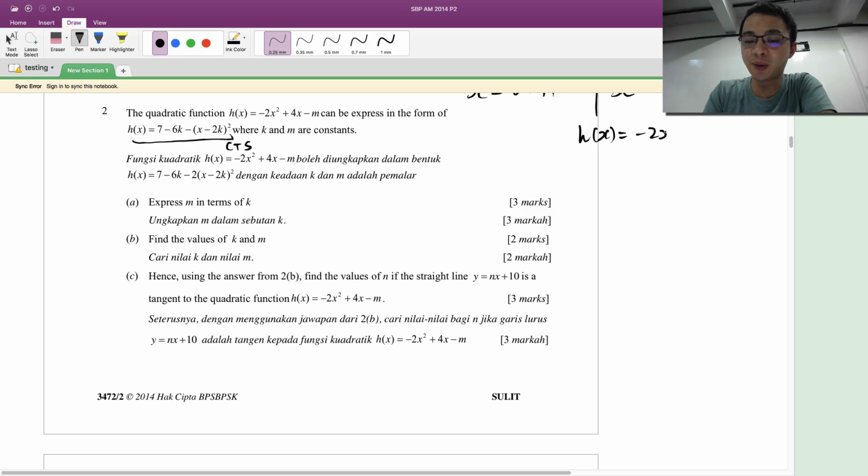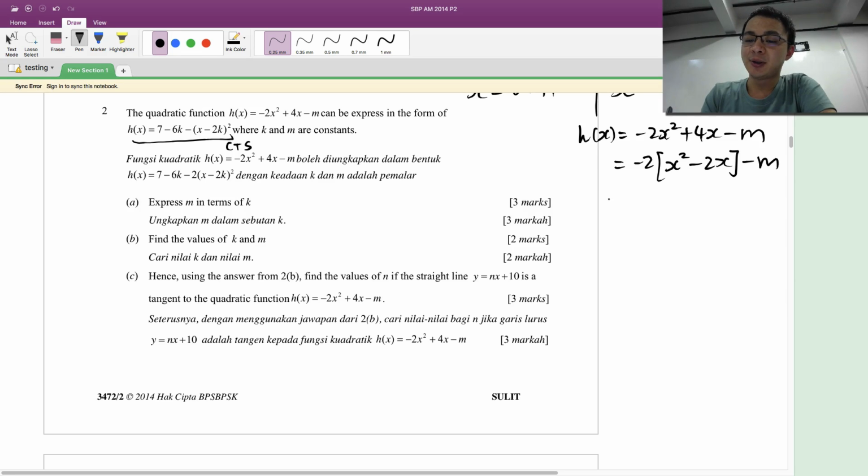h(x) equals negative 2x squared plus 4x minus m. If you want to do completing the square, you always have to make sure the x squared coefficient is positive 1. That means you cannot have a negative 2 here. So you will need to factorize out the negative 2. This one will become x squared minus 2x.